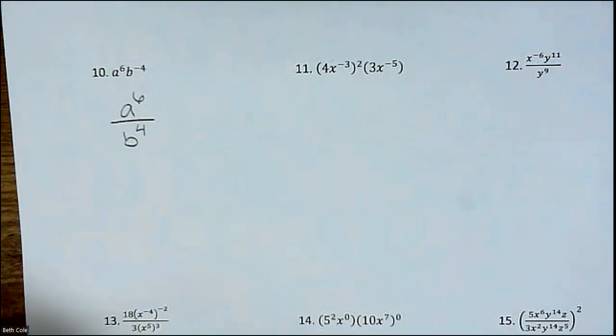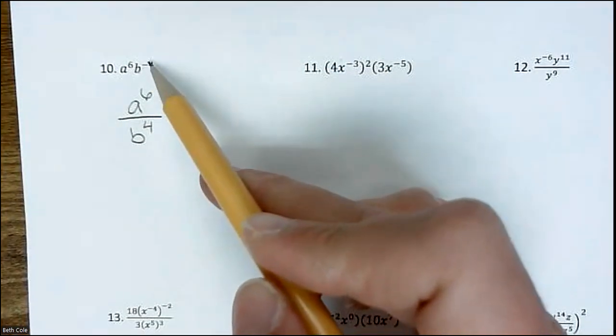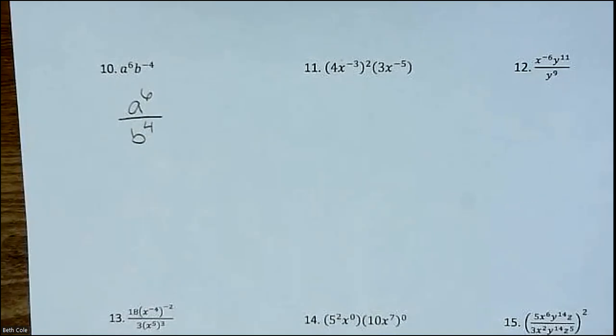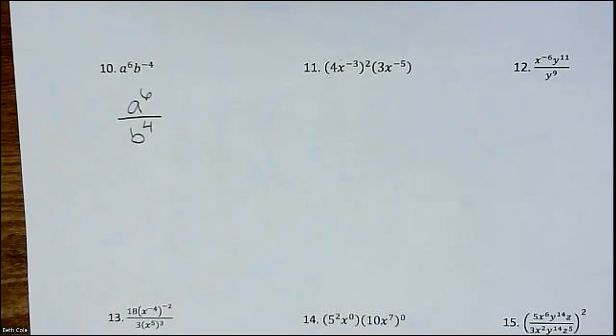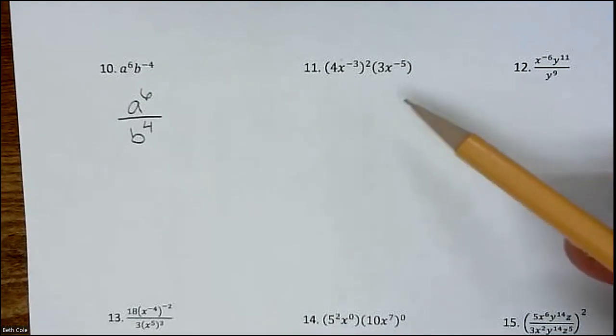What's that? Because there's a negative. The negative ones switch sides. So that had to go down to the denominator. Negatives are traitors, they switch sides. You're gonna see me do it again here because there's negatives.